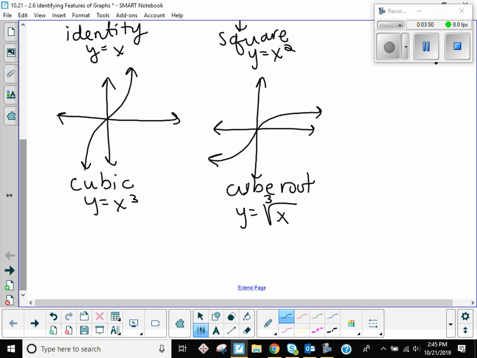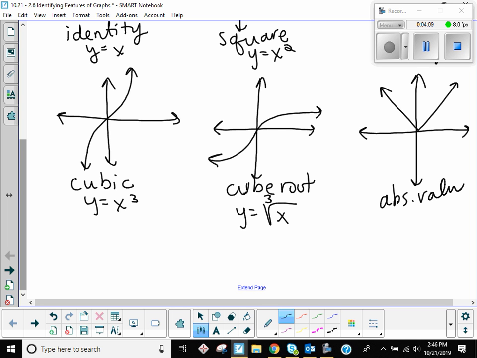And we had one remaining graph. Which one am I missing? Absolutely. I know. And the absolute function looks like a V. Absolute value.